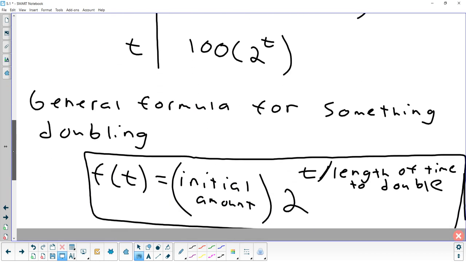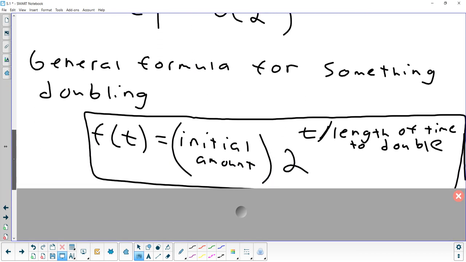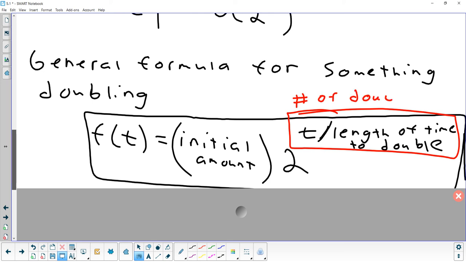1 hour. So I didn't really have to think about this denominator because it was a 1. But this needs to represent the number of doubling periods that have gone by. That's what that number needs to represent. So that box in red is the number of doubling periods.